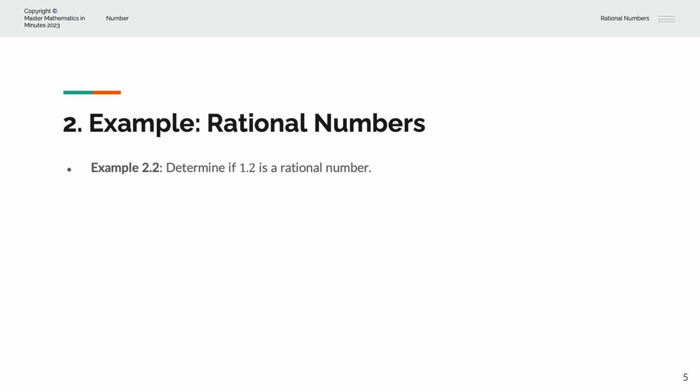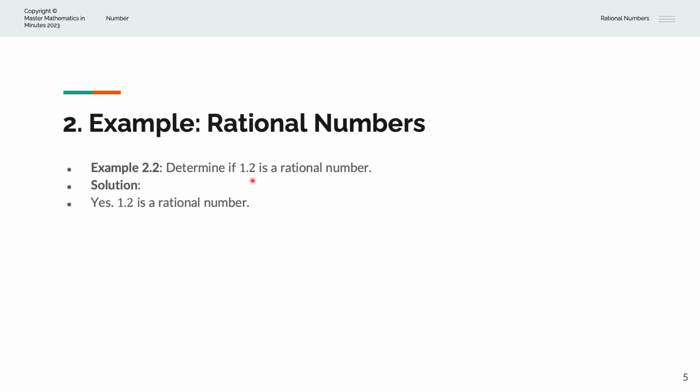In the second example, we're asked to determine if 1.2 is a rational number. So we will rewrite 1.2 in fractional form. If that can be done with two integers, one as the numerator and one as the denominator, then that number is a rational number.